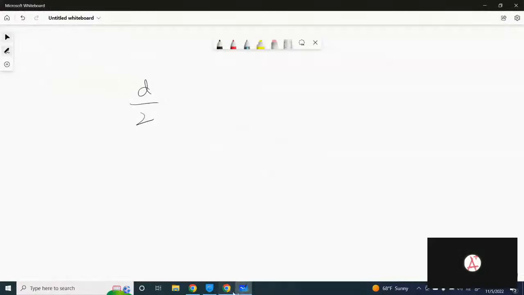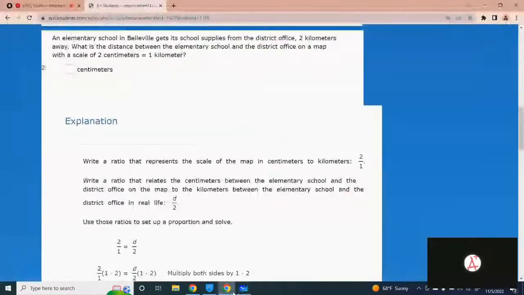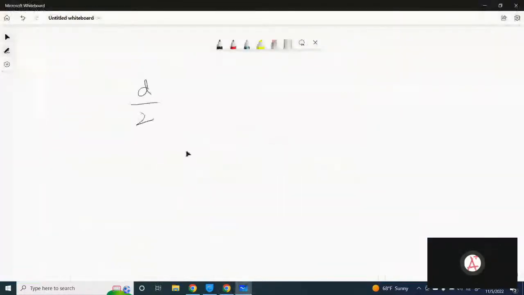Let me read the question again. An elementary school in Belleville gets its school supplies from the district office 2 kilometers away. What is the distance between the elementary school and district office on a map with a scale of 2 centimeters to 1 kilometer? Okay, you have to find the distance on the map. Got it? So that is d over 2. You have to find the value on the map. The scale factor is given 1 over 2. So just do d equals 2 times 1 over 2. So 2 divided by 2 is 1. So that means on the scale it is 1. Got it?